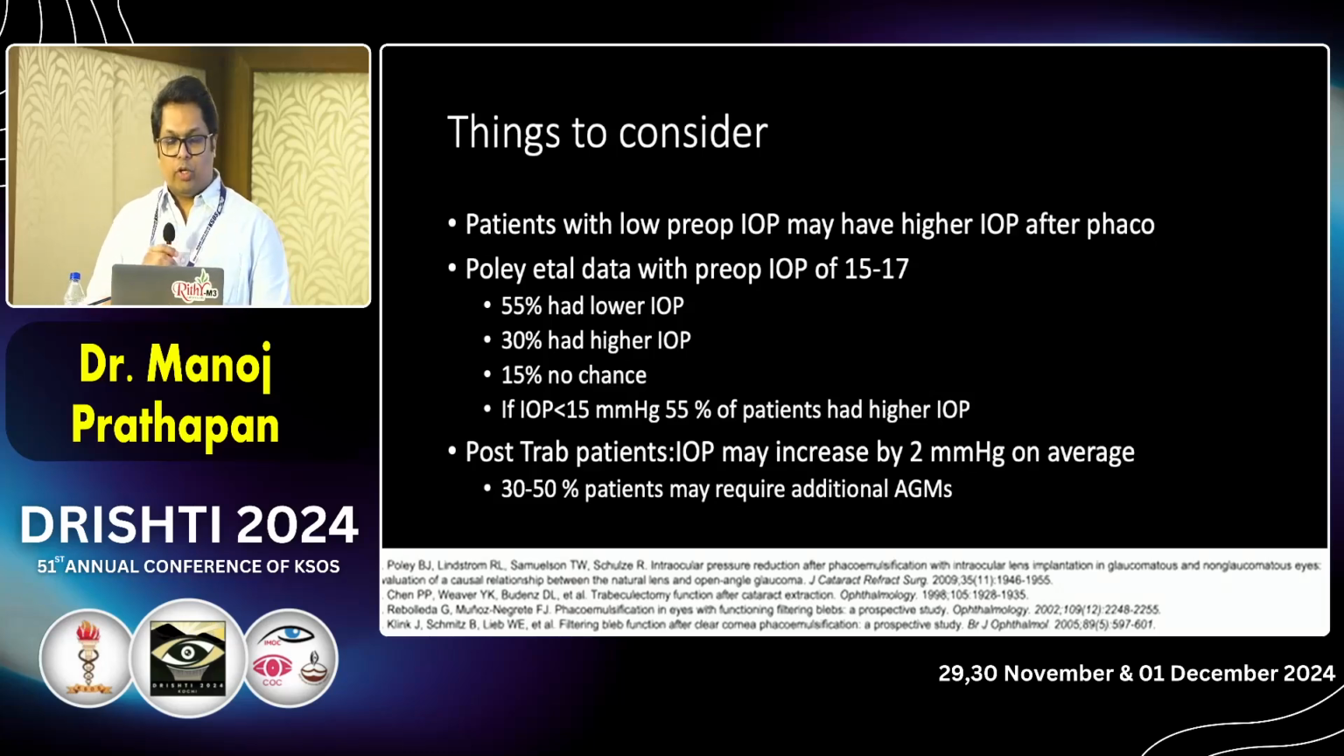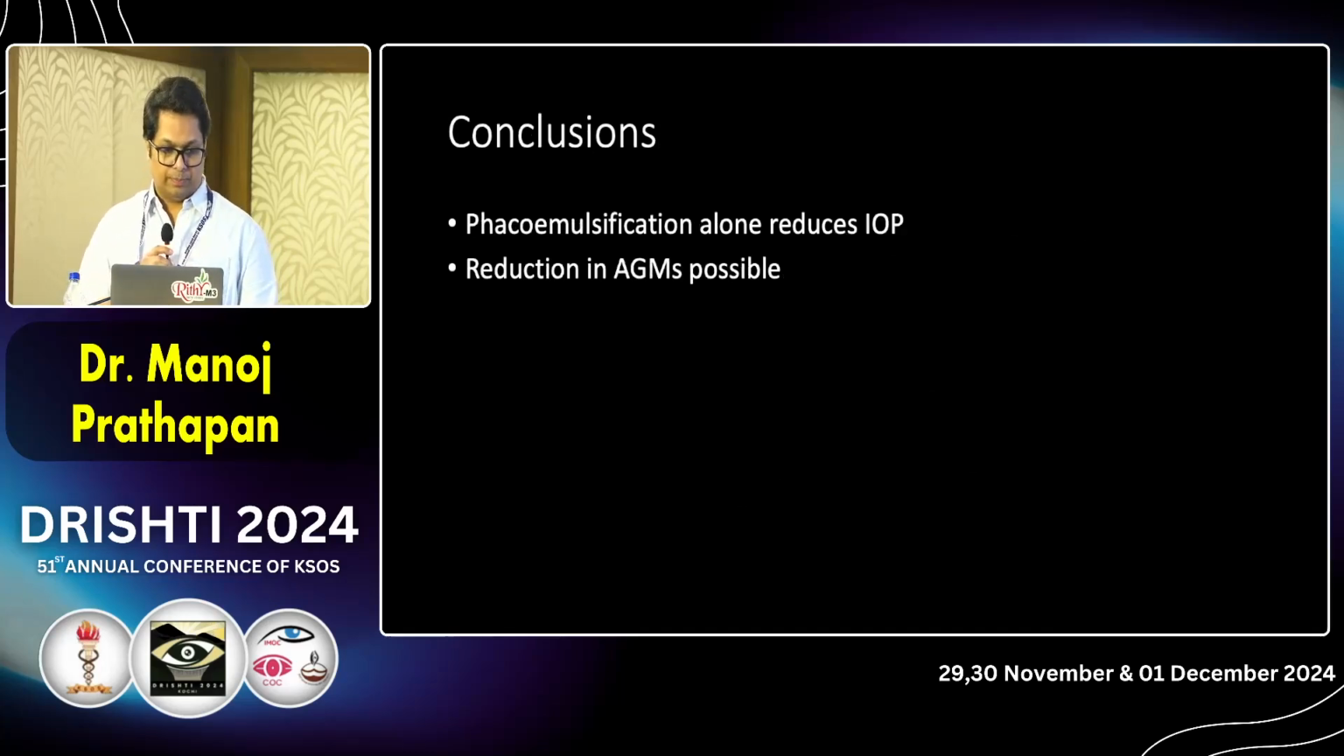Post-trabeculectomy patients, IOP may increase by about 2 millimeters on an average, and 30 to 50% of patients may require additional anti-glaucoma medications. To conclude, phacoemulsification alone reduces intraocular pressure, and reduction in anti-glaucoma medication is possible. Thank you.